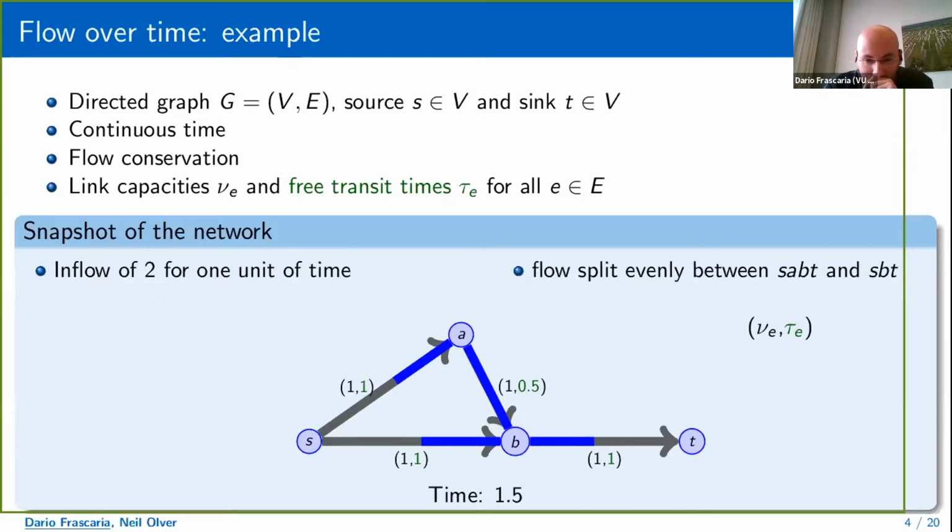At time 1.5, the inflow into the arc BT is equal to 2, which is bigger than capacity, and so we will see a queue forming. This queue will keep increasing as long as the inflow is bigger than capacity. Then it will become constant. And only at time 2.5 will it start depleting, once the inflow drops below the capacity of the arc.